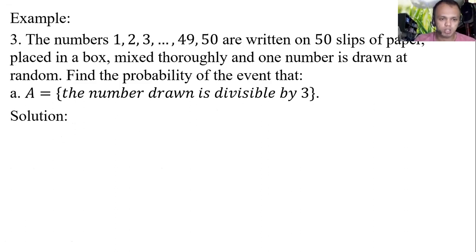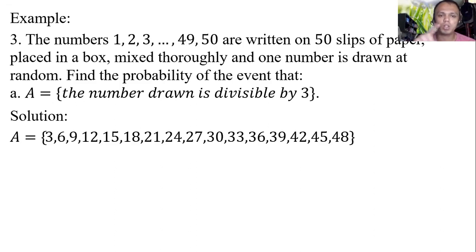Okay? So event A, we have divisible of 3 from 1 to 50, we have here 3, 6, 9, 12, 15, 18, 21, 24, 27, 30, 33, 36, 39, 42, 45, 48. All in all, we have 16 for the number of event A.